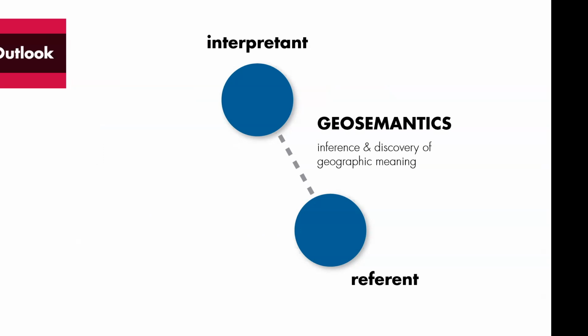As I was reading some definitions of geosemantics, I really began to think that this is primarily thinking about the relationship of the interpretant and the referent. We're trying to take data about the referent, geographic information, and infer or discover some sort of meaning or interpretance from that geographic information. This type of semantics really is thinking about the dyad between the interpretant and the referent and mediating those tensions.